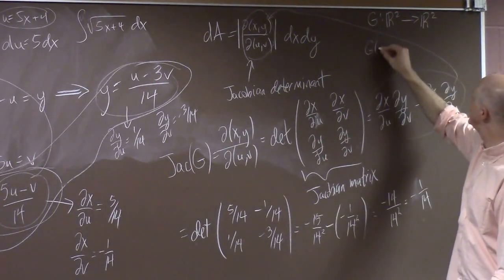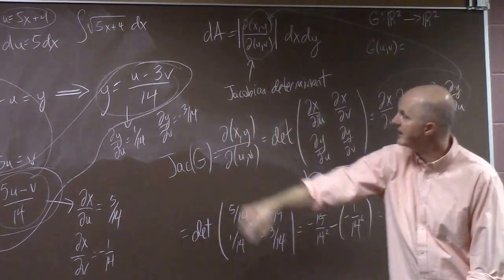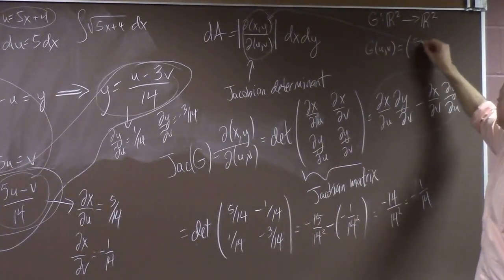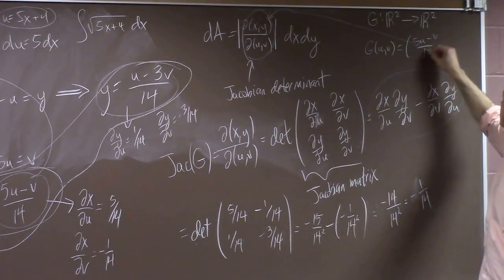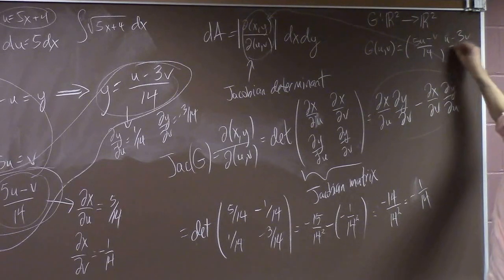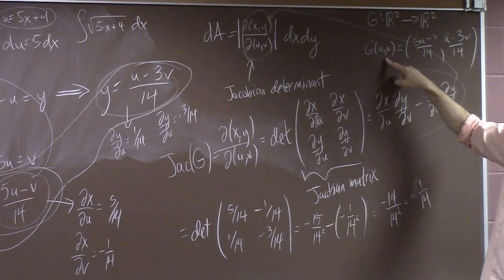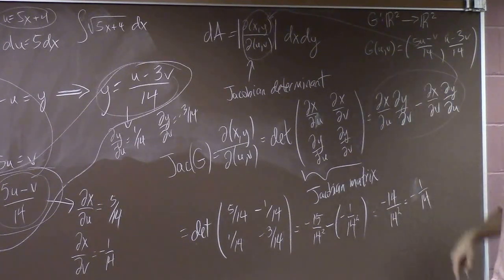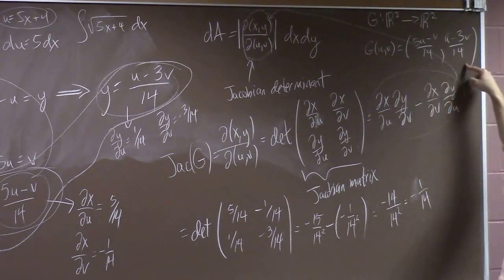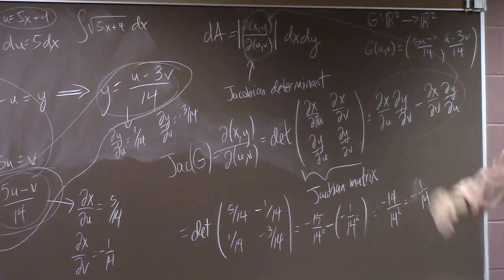In this case, you can consider the domain to be all of R2. g of u comma v, look at these two equations, is 5u minus v over 14 for the x coordinate and u minus 3v over 14 for the y coordinate. So this is taking a two-dimensional point described with these new coordinates u and v and giving you a two-dimensional point out. Based on these expressions, these equal the x and y coordinates in the original domain.